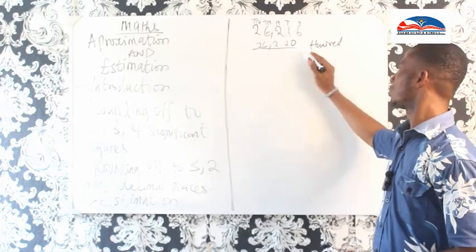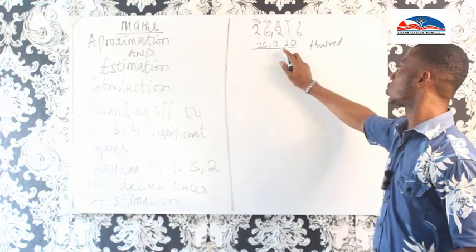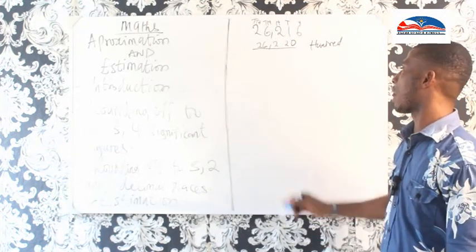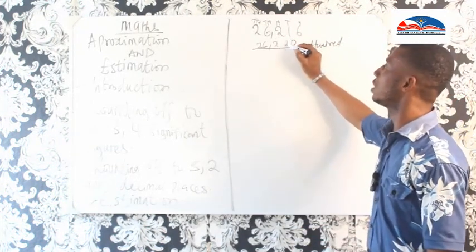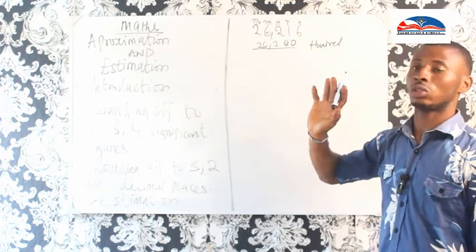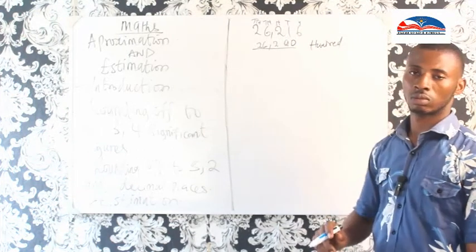In hundreds, we have 2 here. It's not up to 5. Since 2 is not up to 5, we leave it to be 0, and there will be nothing added to the next digit. We'll just leave it like that. So I have 26,200.